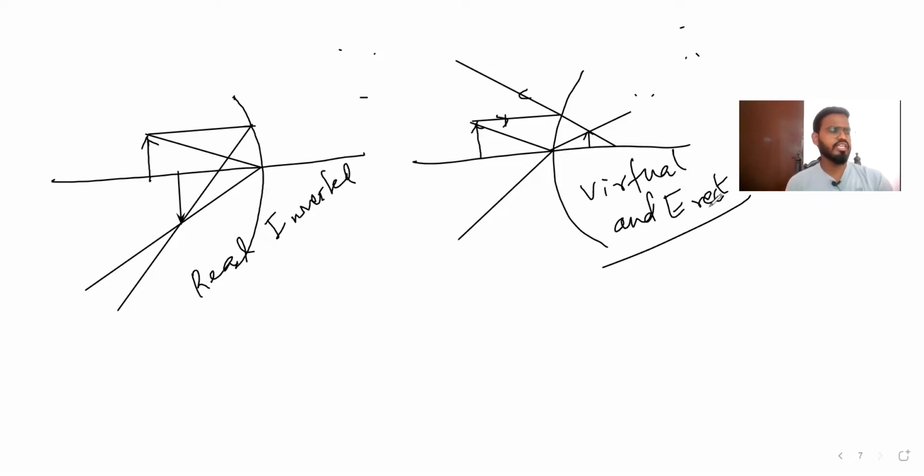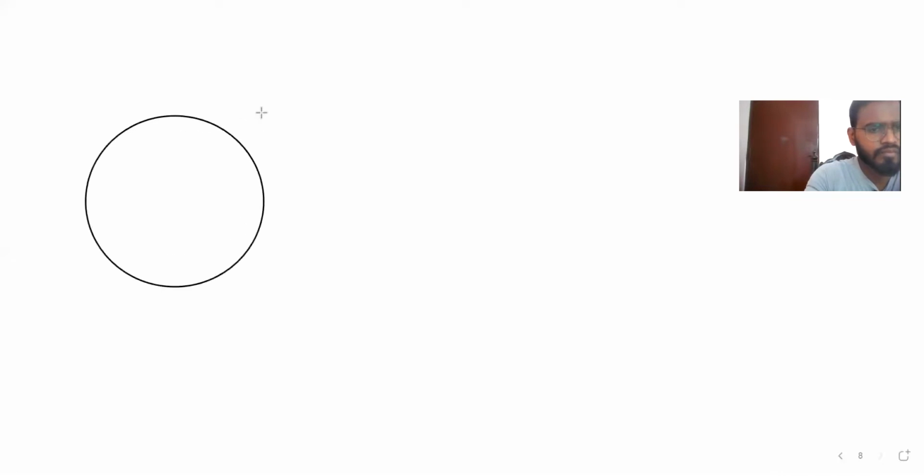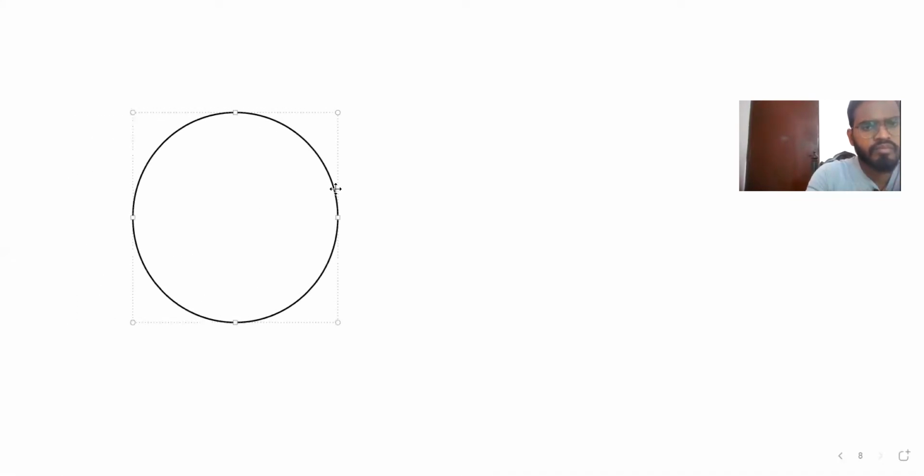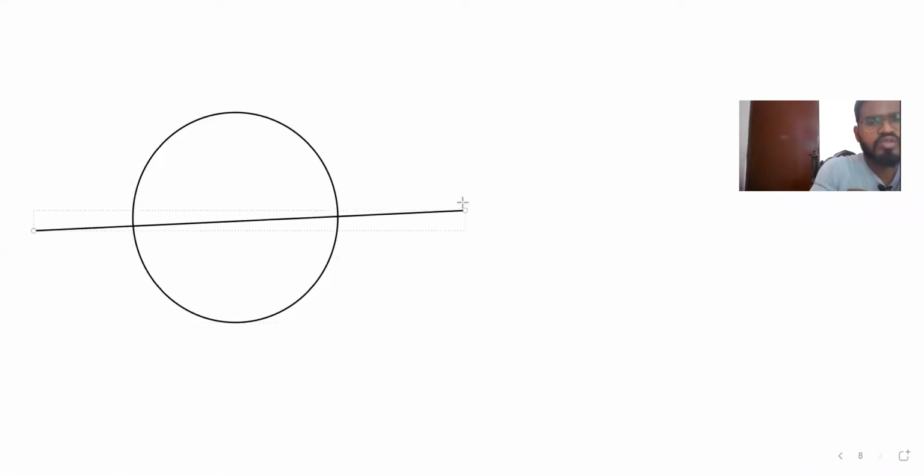Fine. Now we are going to see spherical mirror terms. What terms are there? That all we will see one by one. Suppose you consider a sphere. Of course this sphere will have a center, right? Correct. And then this sphere will have a radius as well, right? This sphere will have a radius. Okay.